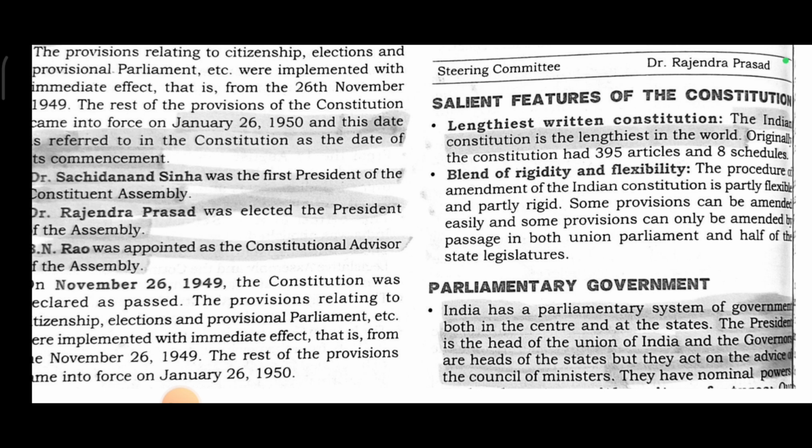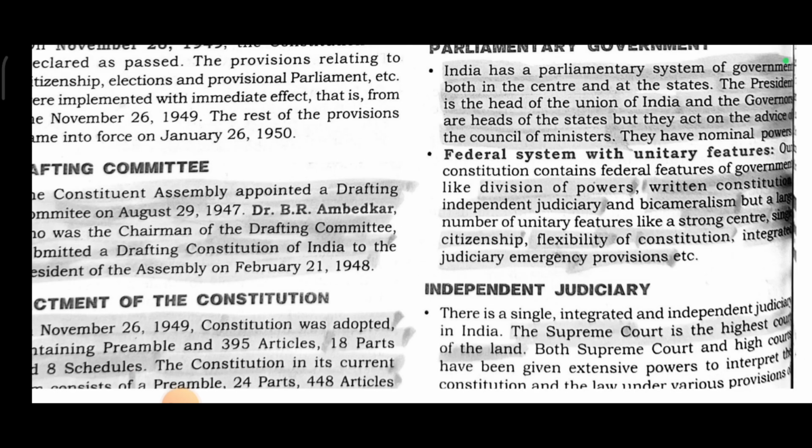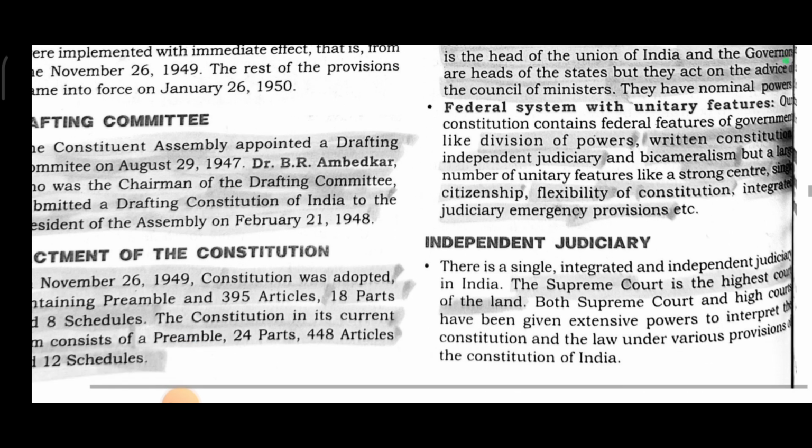Some provisions can be amended easily and some provisions can only be amended by passage in both the Union Parliament and half of the state legislatures. Parliamentary government. India has a parliamentary system of government both in the center and the states. The president is the head of the Union of India and the governors are heads of the states, but they act on the advice of the council of ministers. They have nominal powers.